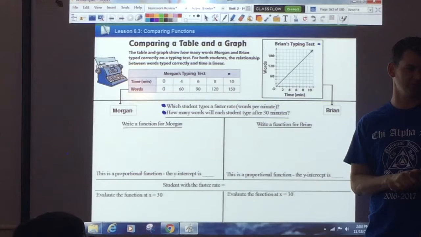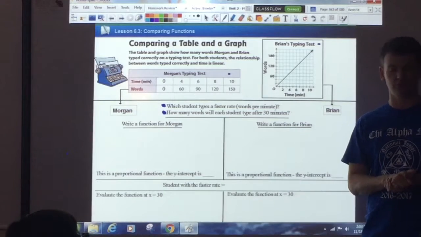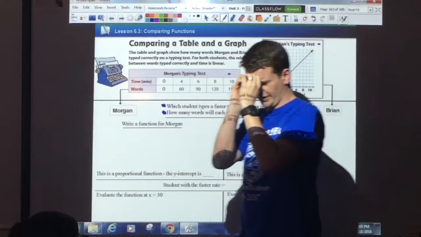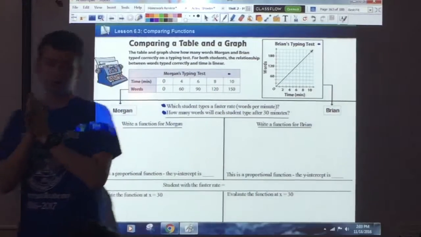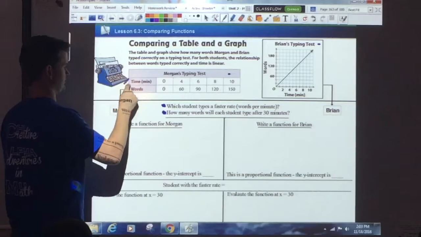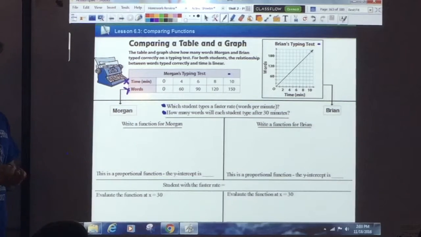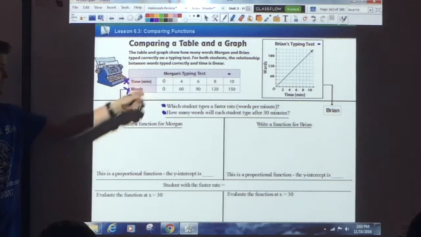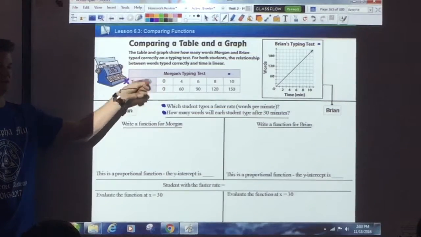No, what's my y-intercept? No, the y-intercept is the value of y when x is 0. What is the value of y when the value of x is 0? I gave you a hint. This is x, this is y. Zero. When this is 0, whatever that is, that's your y-intercept.